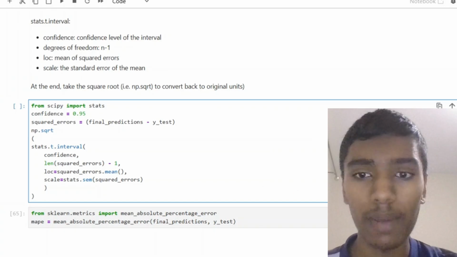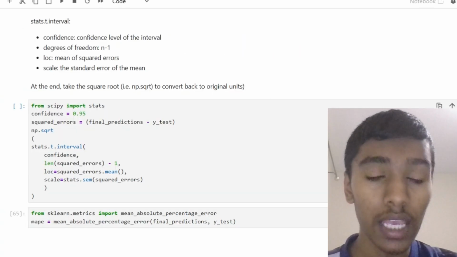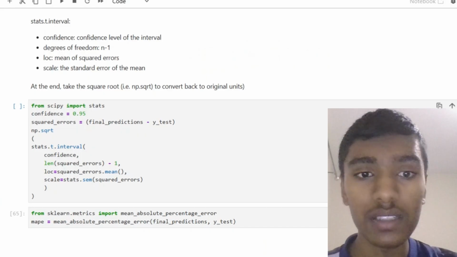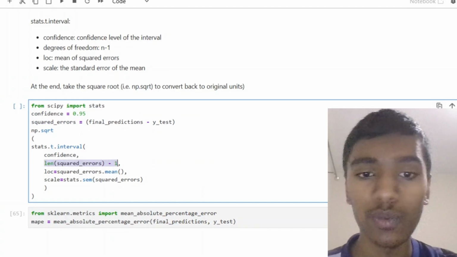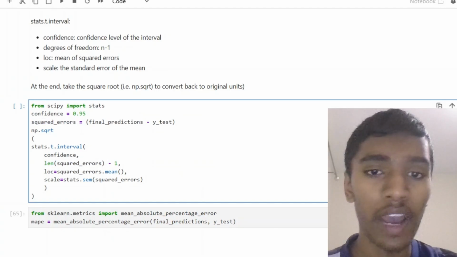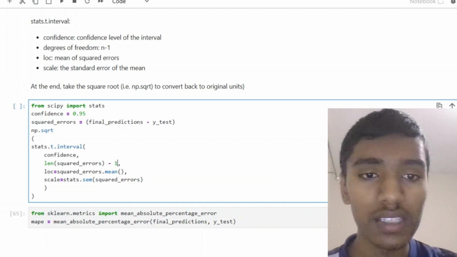We already covered that, right? So n minus 1 is our degrees of freedom. With that here, we're going to say n minus 1, the number of instances. So squared errors is basically a list, and we're going to take the length of that list and subtract 1. We could also take the length of the final predictions minus 1, or the length of y_test minus 1. It would be the same thing.